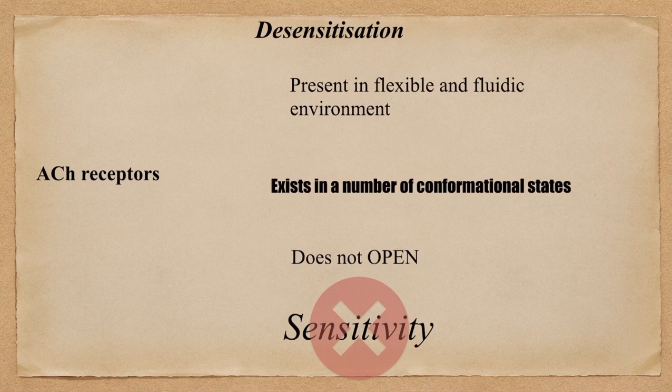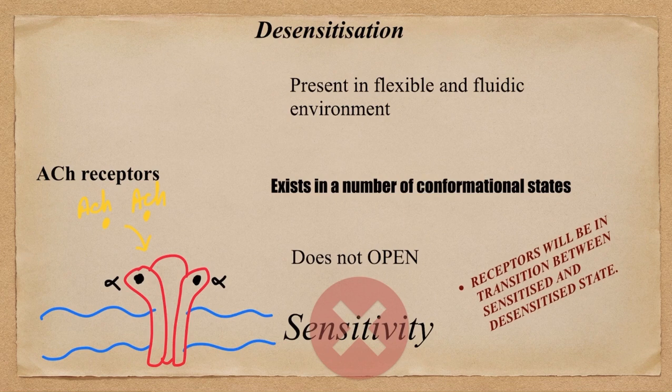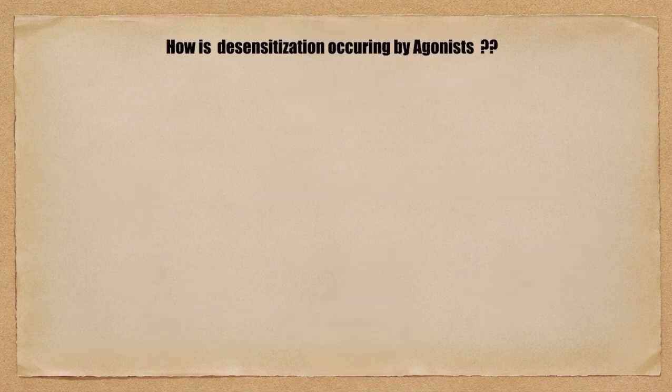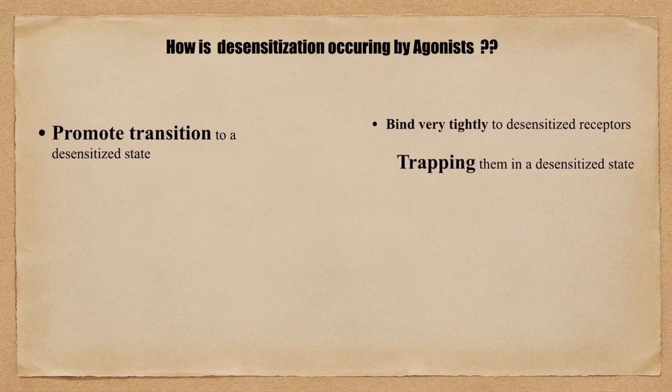There are several different conformations of proteins that are known, and since acetylcholine cannot cause the ion channels to open in any of them, they are all included in the functional term of desensitization. And since these receptors are present in a flexible and fluidic environment, we can say that they will be in transition between sensitized and desensitized states. And how does the agonist cause desensitization? It either promotes the transition to a desensitized state, or it binds very tightly to a desensitized receptor, hence trapping it in a desensitized state.